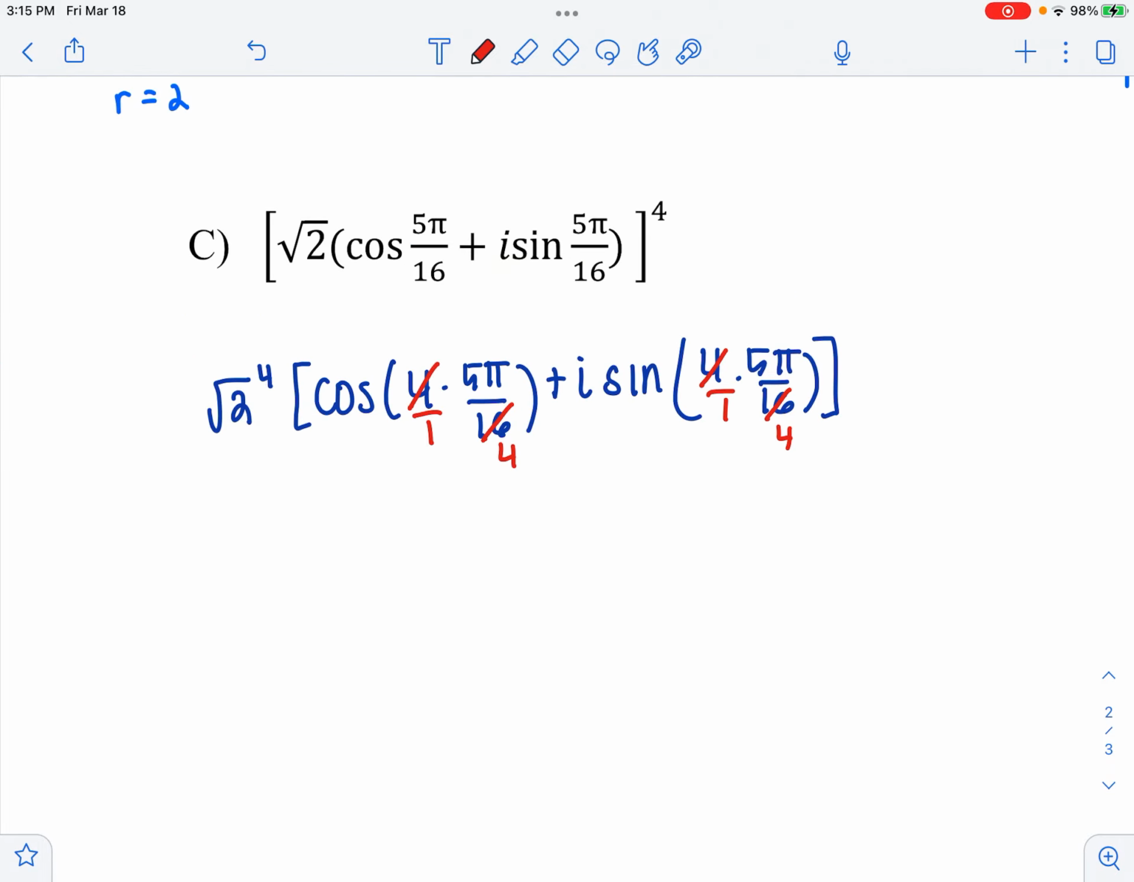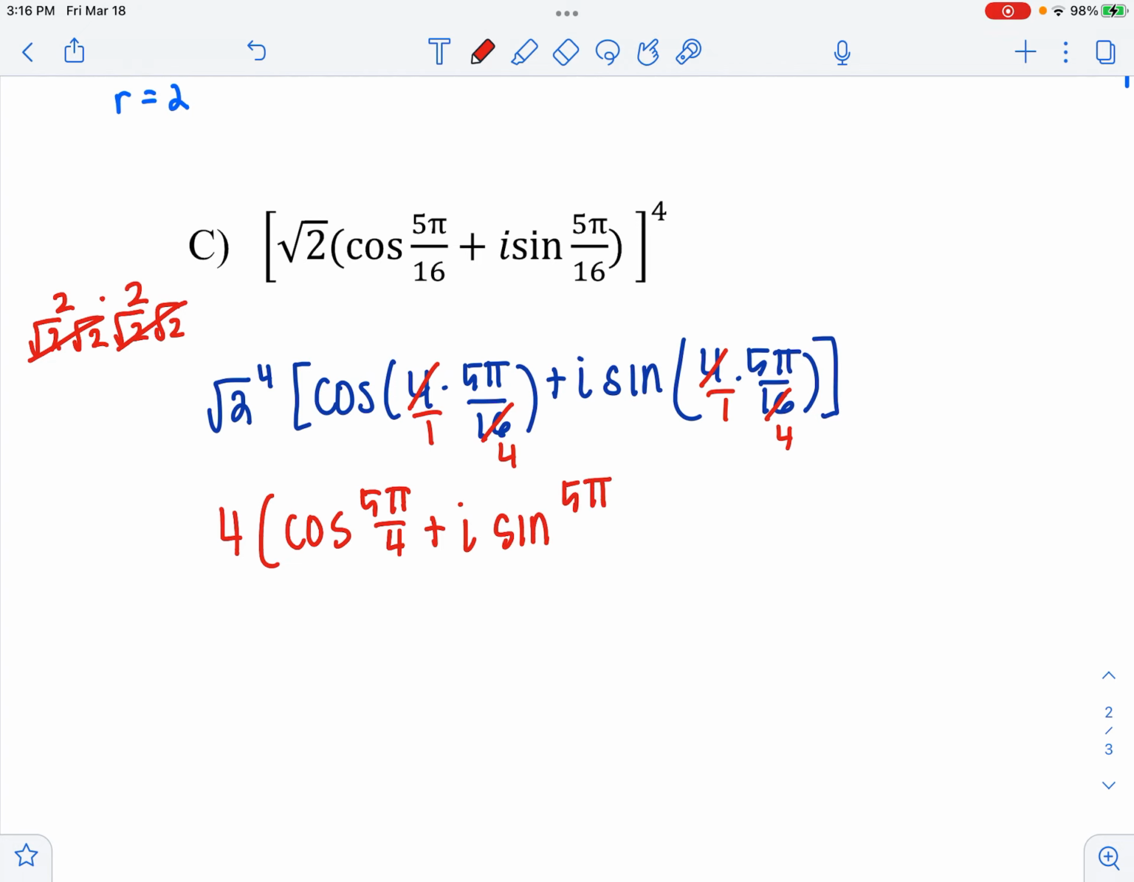So we have √2 to the 4th power. Please realize √2 to the 4th power is √2 times √2 times √2 times √2. So √2 times √2 is 2, √2 times √2 is 2, 2 times 2 is 4. Or I would look at it as square it twice. Square √2, you get 2, square it again, 4. Cosine of 5 pi over 4 plus i sine of 5 pi over 4.